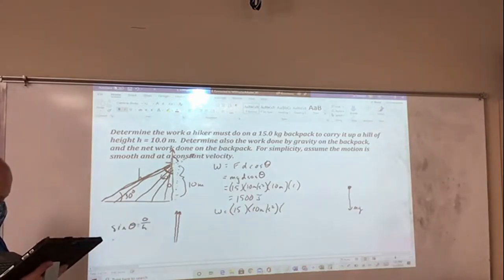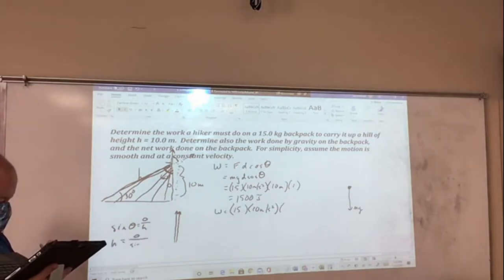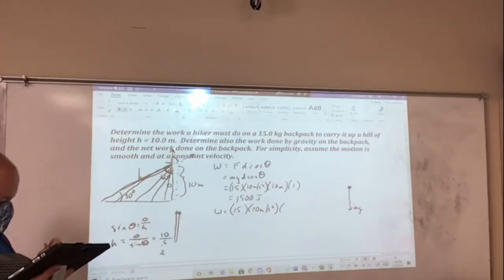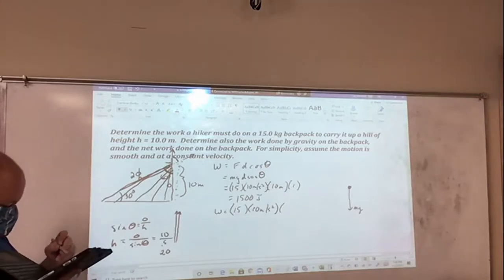And so the hypotenuse is the opposite side over the sine of theta, and the sine of 30 degrees is 1/2. The opposite side is 10. So 10 divided by 0.5 is going to be 20. So the length of this is going to be 20 meters.